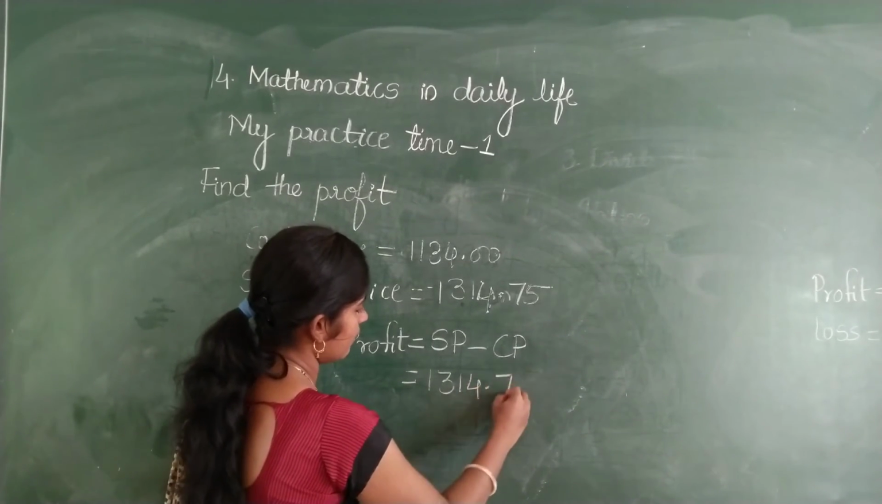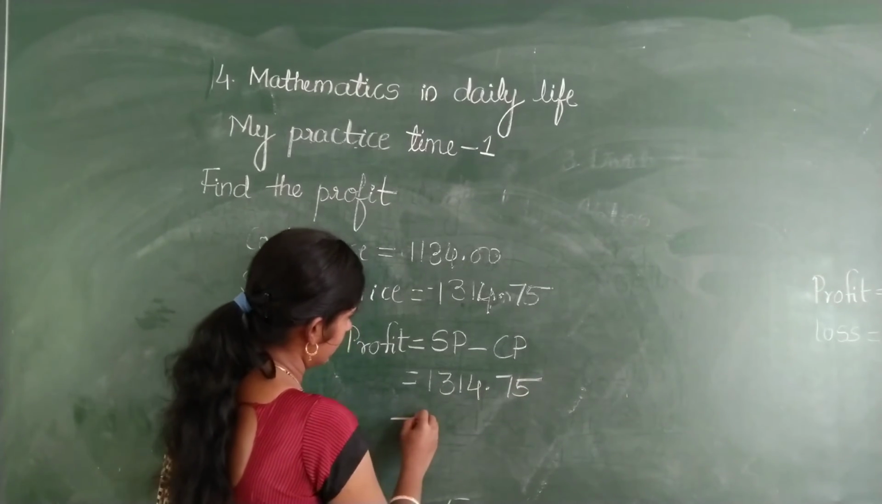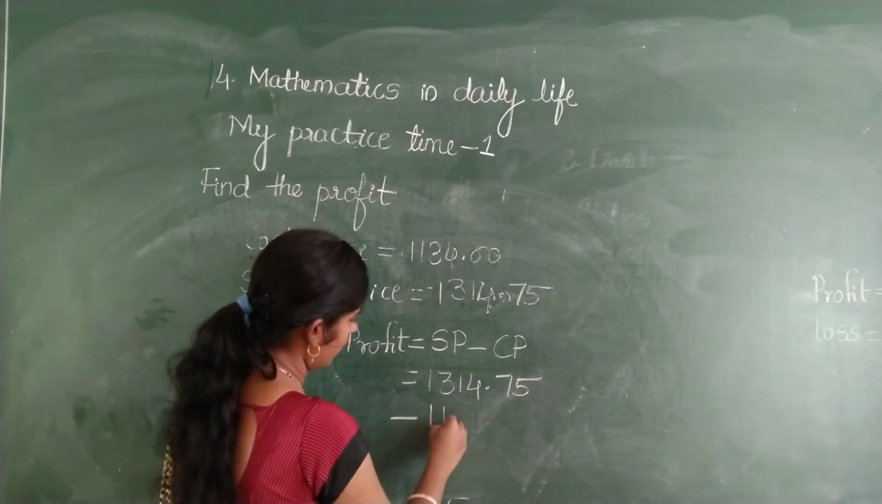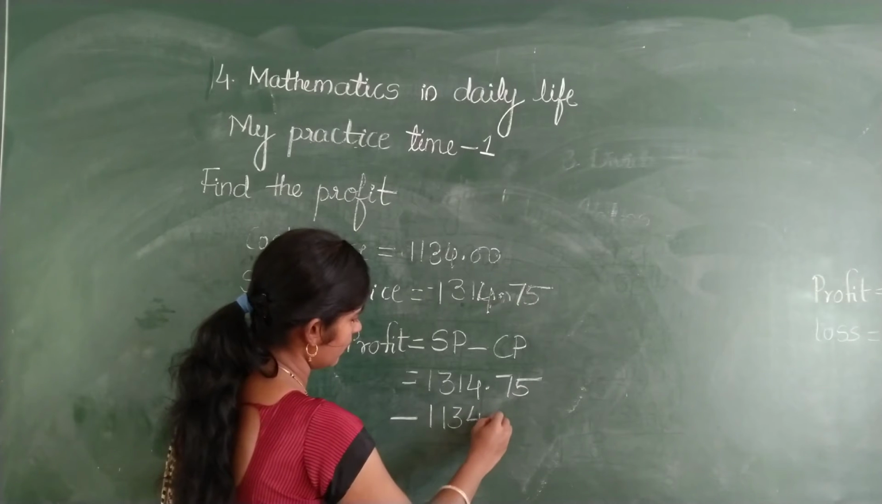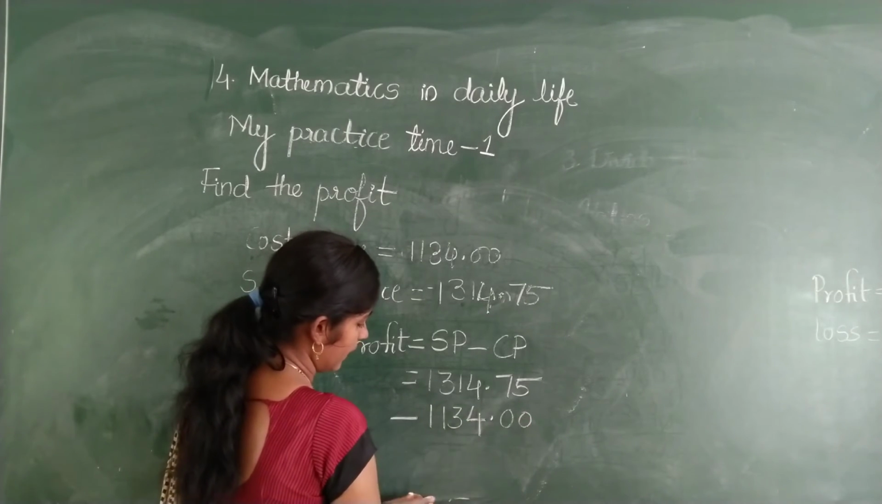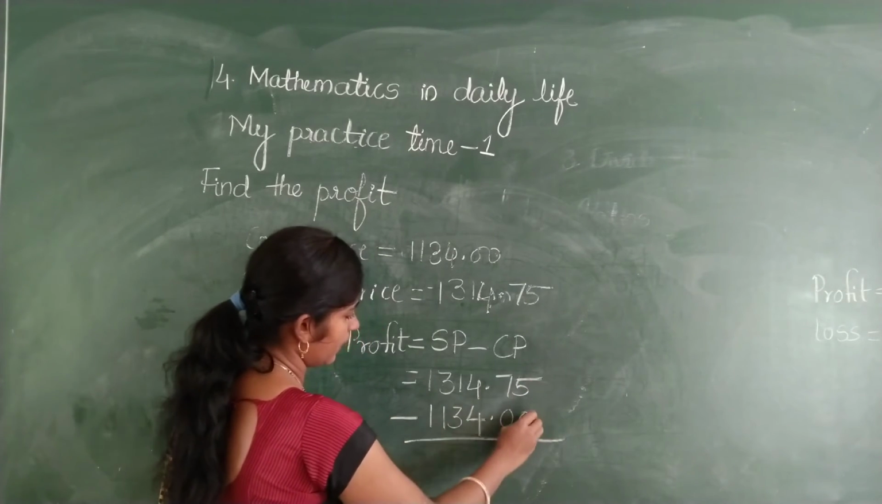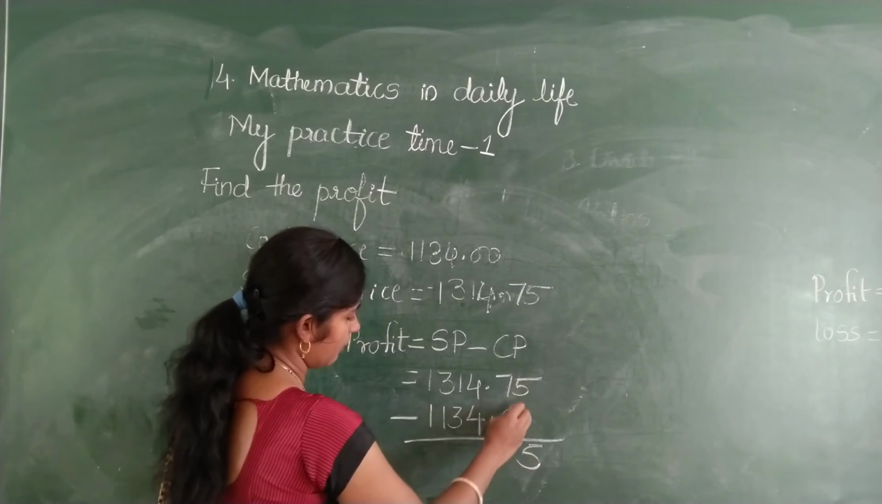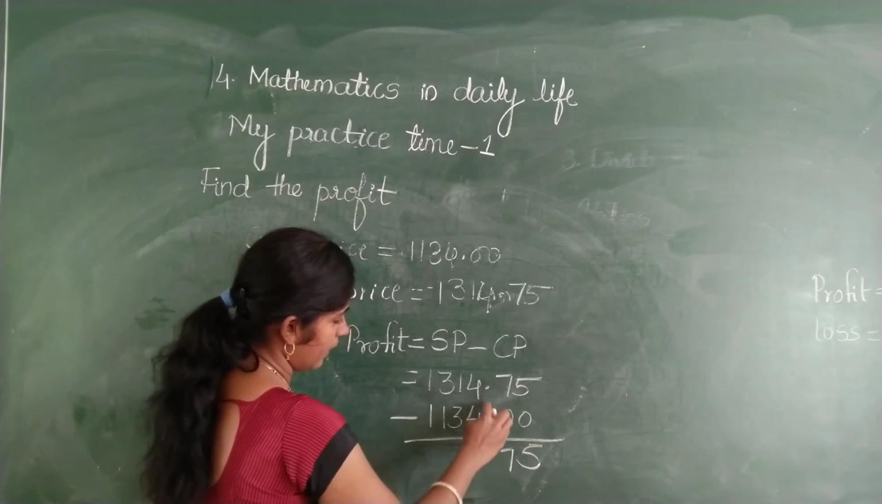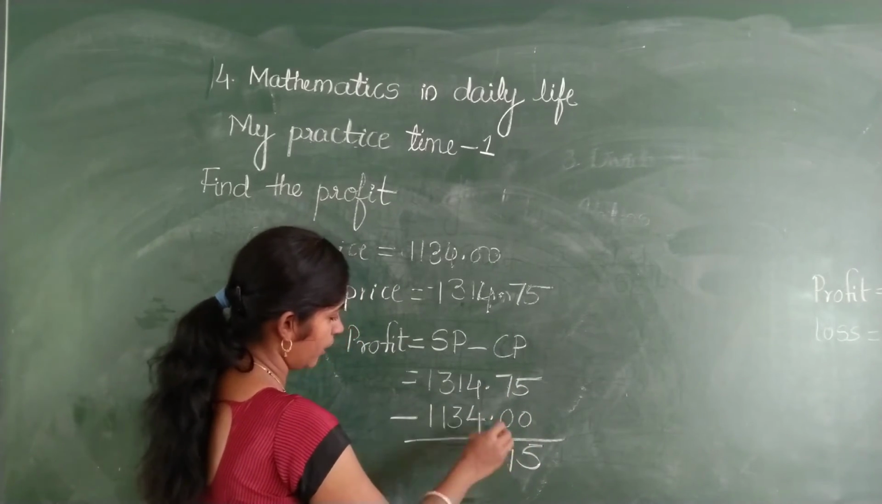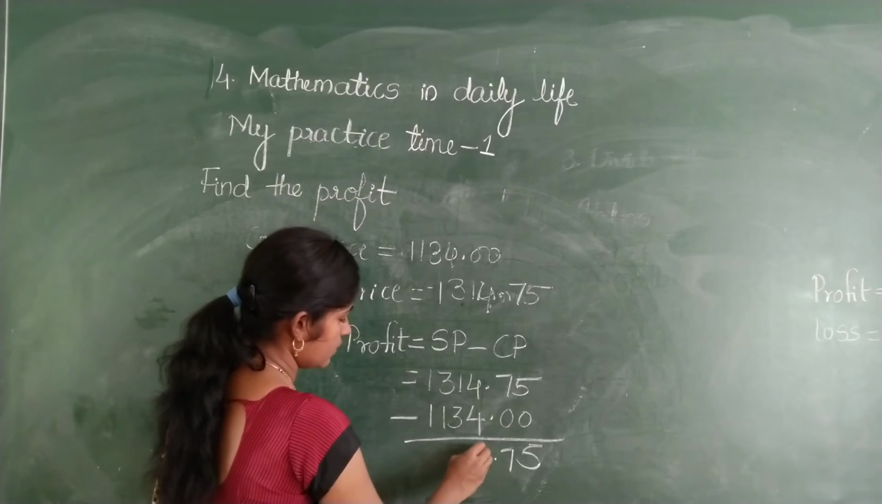1314 rupees 75 paise minus 1134 rupees 00 paise. Next take here, 5 minus 0 is 5, 7 minus 0 is 7. After that you have to give here a point. 4 minus 4 is 0.